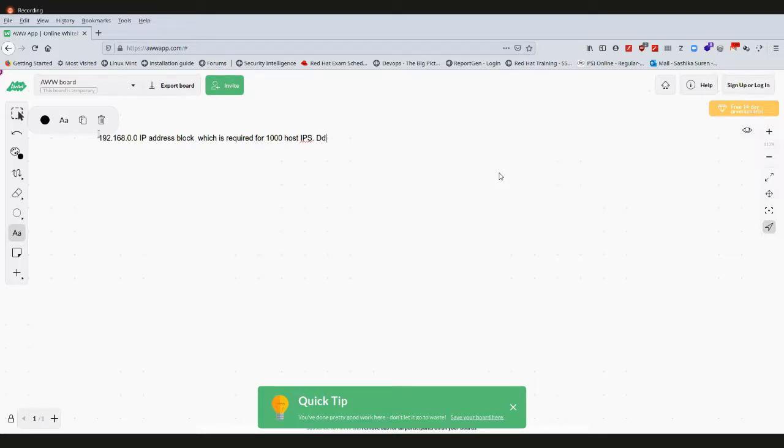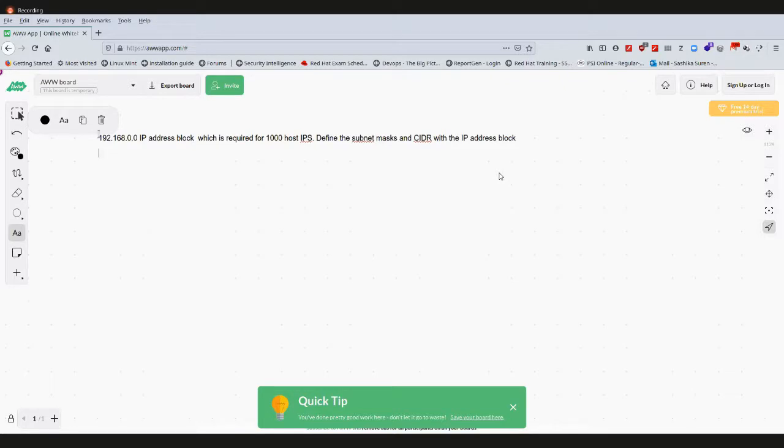Define the subnet mask and CIDR notation. CIDR, classless interdomain routing, is a slash notation with the IP address block. So I'm going to teach you the easiest way to define your network. Very easy. We are given the IP block 192.168.0.0, which is required for 1,000 host IPs.